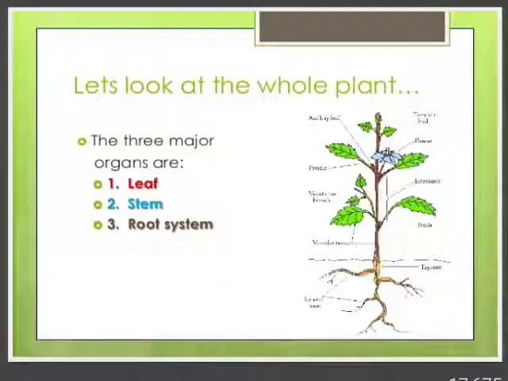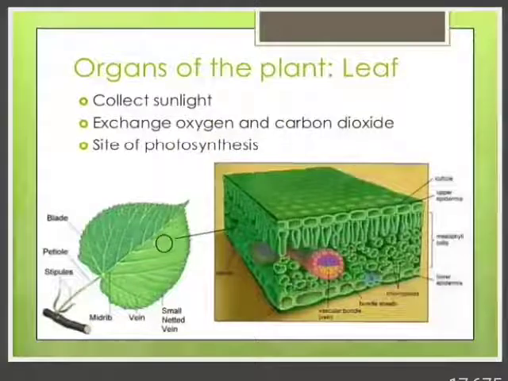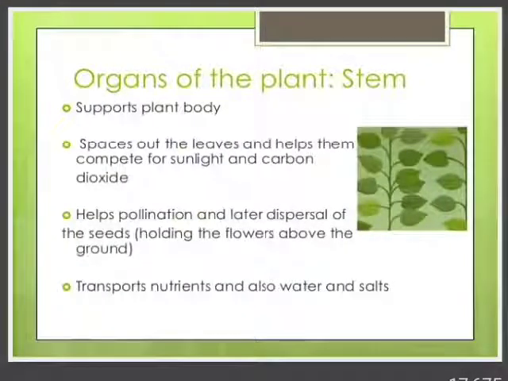Look at the whole plant. The three major organs of a plant are the leaf, stem and root system. The leaf collects sunlight and exchanges oxygen and carbon dioxide for photosynthesis. The stem supports the plant body, spaces out the leaves and helps them compete for sunlight and carbon dioxide, helps pollination and later dispersal of seeds by holding the flower above the ground. It also transports nutrition, water and salts. This is the stem's purpose.